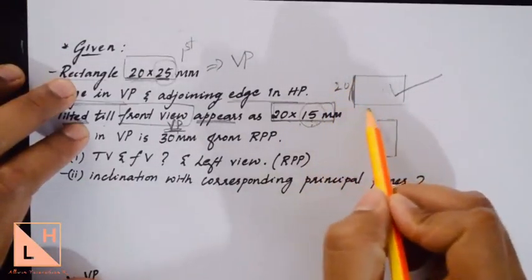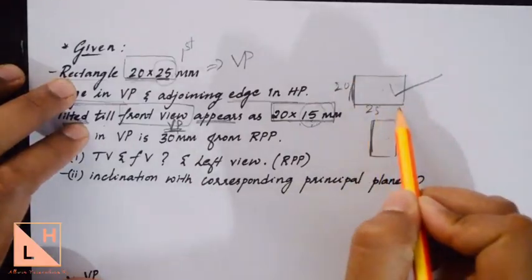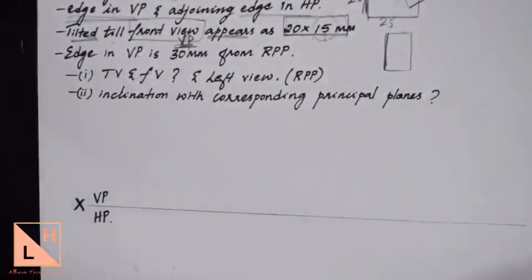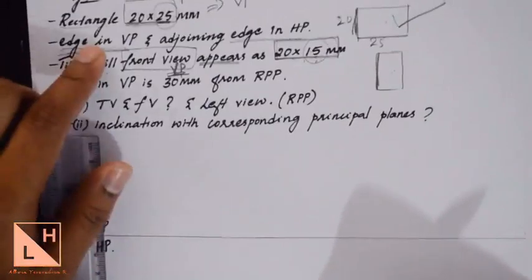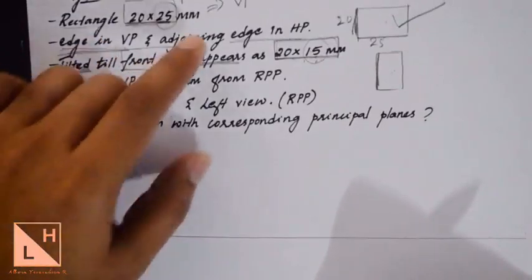We need to draw this position of the rectangle such that we have 20 here as vertical, that is the shorter edge, and 25 as a horizontal line. Now remember, when you draw the rectangle, make sure that the rectangle is resting on the XY line itself, right? Because the problem says we have an edge in VP and the adjoining edge in HP.